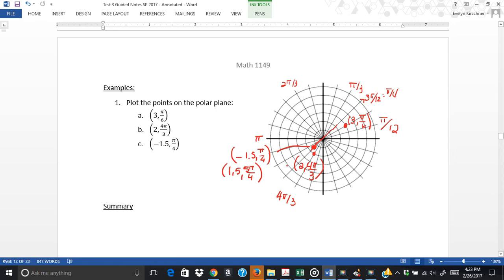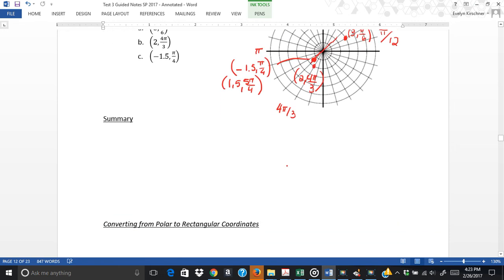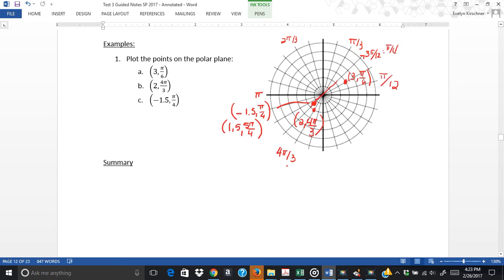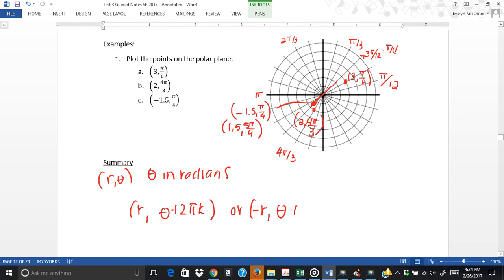To summarize, a point with polar coordinates r, theta, in radians, can be represented by any of the following: r, theta plus 2 pi k, or negative r, theta plus pi plus 2 pi k, where k is some integer.